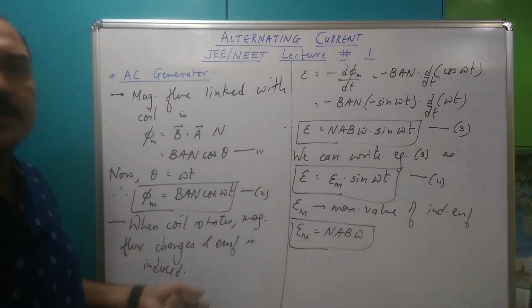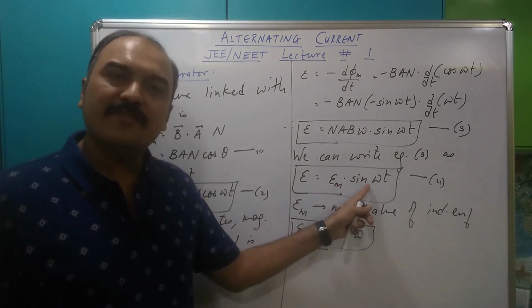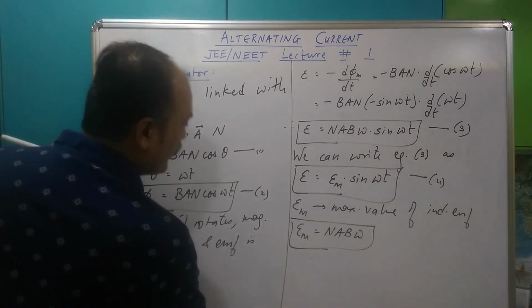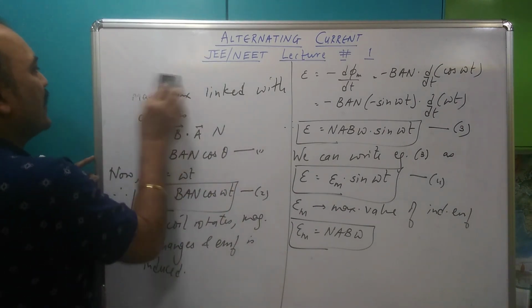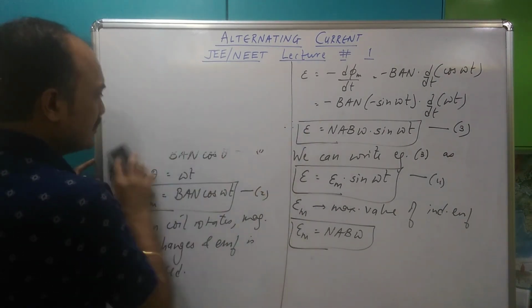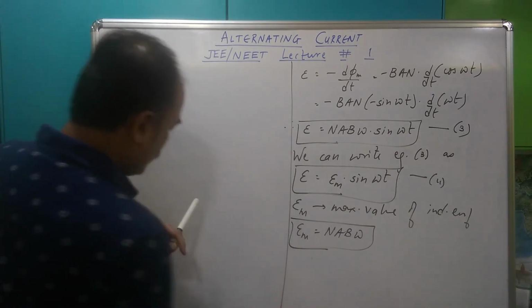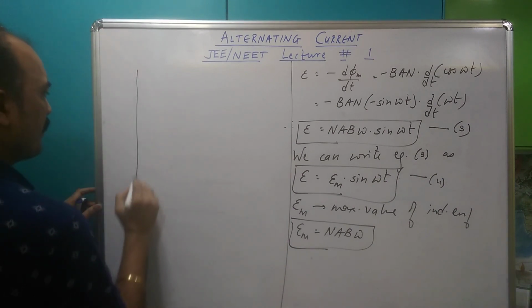So what's new? Nothing is new. This is it. Induced EMF is varying with the sine function sine omega t, and if I were to make a graph, this is all what you know, nothing new. So if I were to make a graph, it would be something like this. I want to move on with solving numericals. This is a very numerical oriented topic.